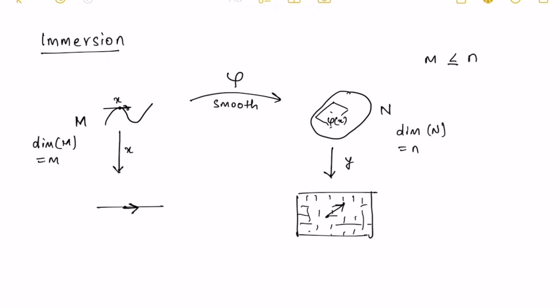So if we have a smooth mapping function psi between a manifold M of dimensionality small m and another manifold of a higher or equal dimensionality n, if we have a map like this, we can define the property of immersion for such a map. Immersion is a property which can be defined for maps that go from a lower dimension manifold to a higher dimension manifold.